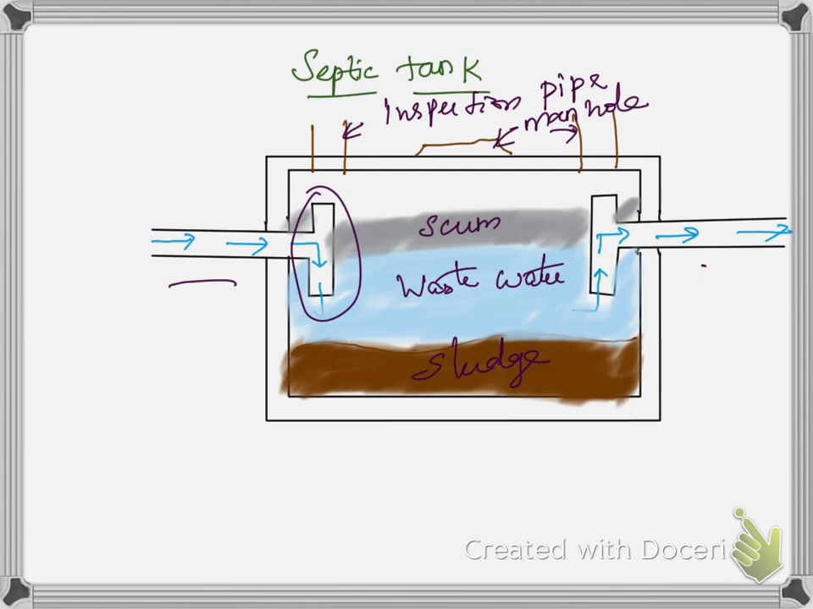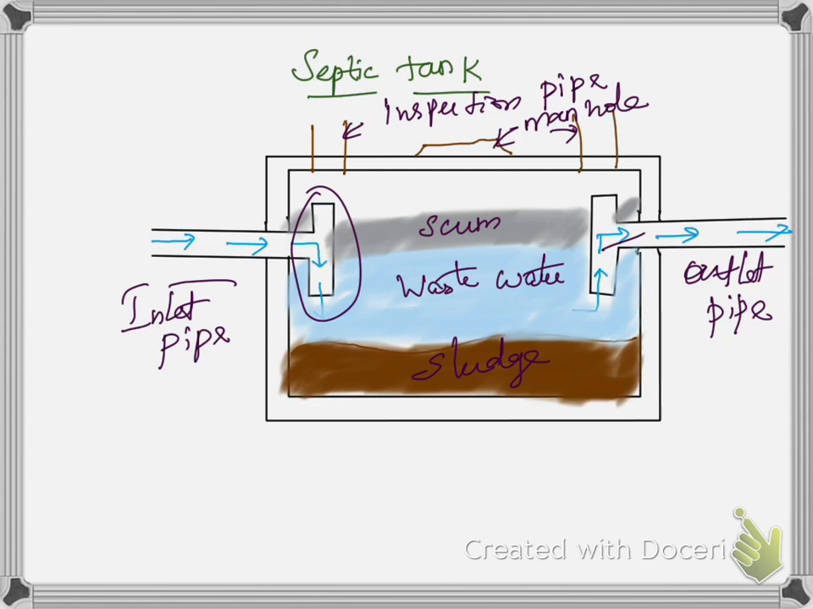You have one inlet pipe. This is the inlet pipe, through which the wastewater will be transported from the house and collected in the septic tank. It is kept for some period so that the solid waste and liquid waste are separated from each other. And the second pipe is called our outlet pipe, otherwise called your drain field.